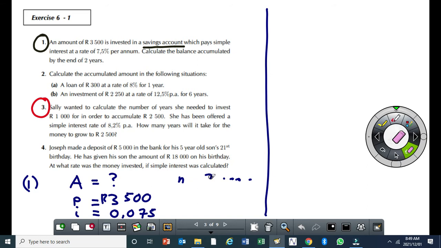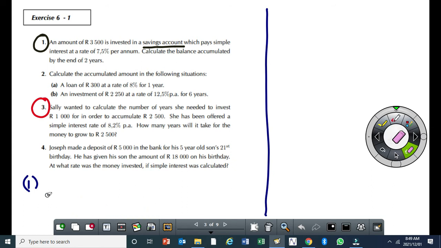Do we have any questions so far? Okay, it's unfortunate that because of COVID last year, we didn't do financial maths in grade 9. But there's no other way out now.